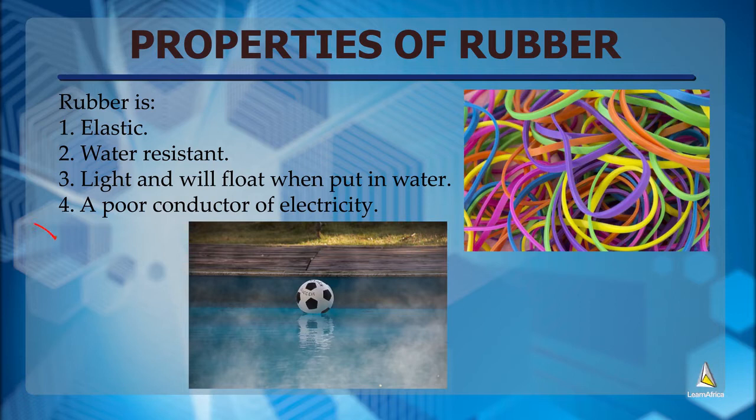And lastly, rubber is a poor conductor of electricity. That is, it does not allow electricity to pass through it. This is why it is used as an insulator to protect naked wires.